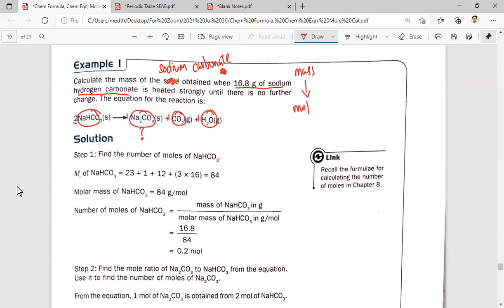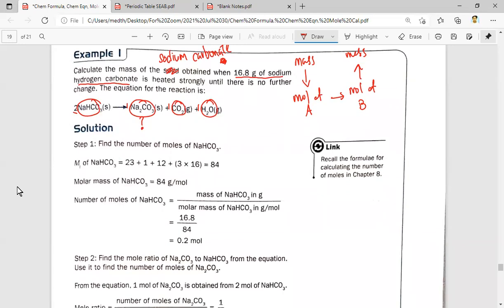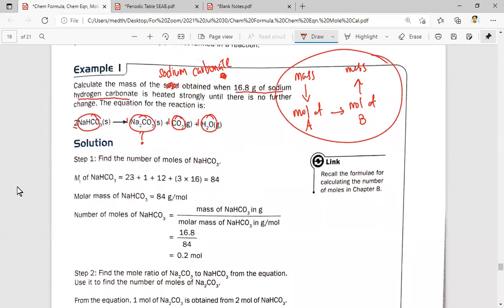Then from the mole of one substance, so I say mole of A, I will go to the mole of B. Then I'll go back to the mass of another substance. You will see this in action, okay? Let me show you how. So this is actually the way that we always do when we do chemical calculation.